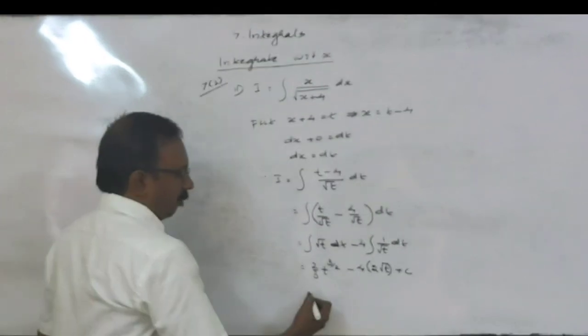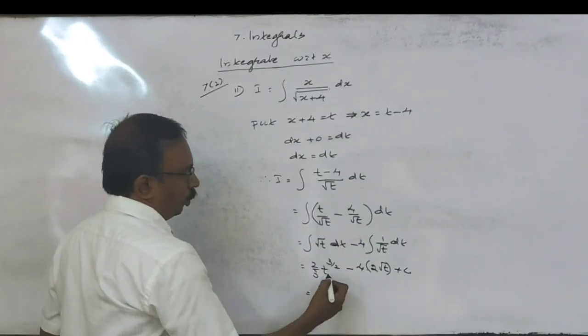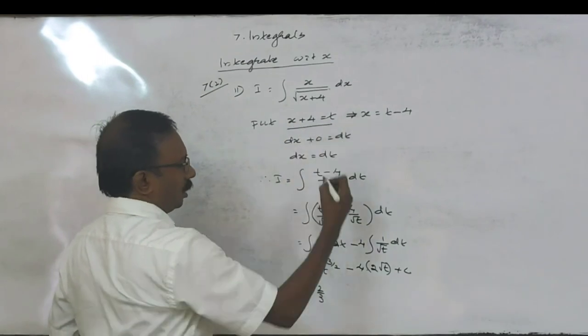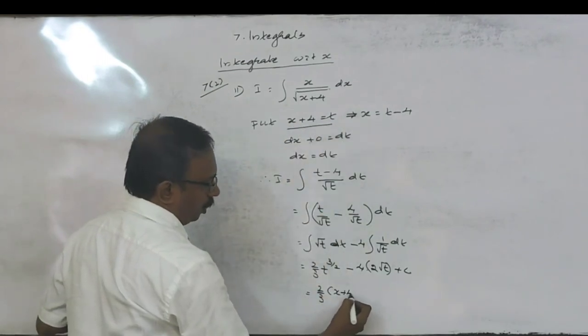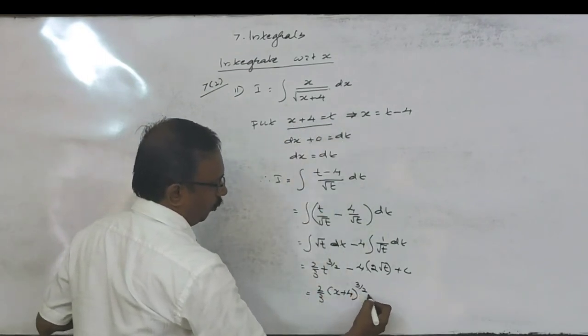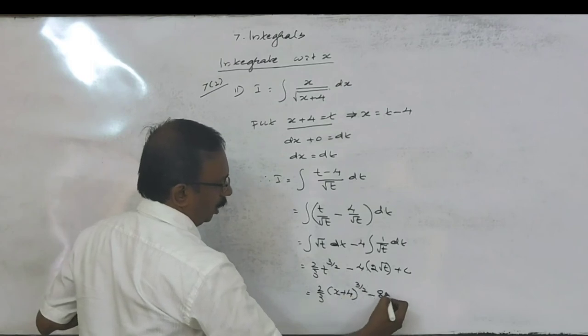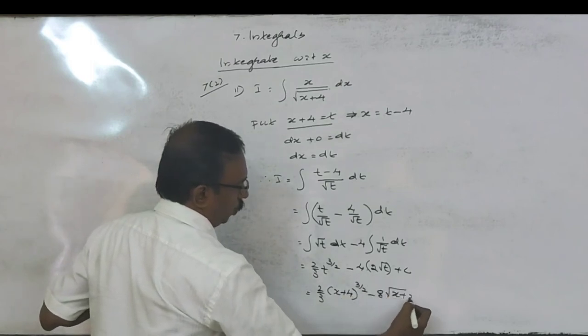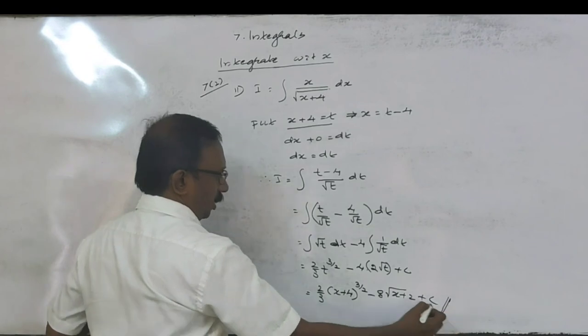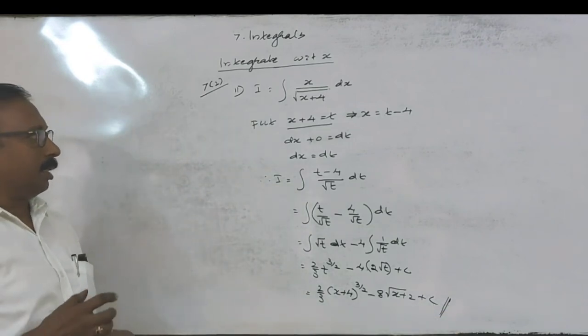So the final answer, with t as x plus 4, will be 2 by 3 into (x plus 4) the whole raised to 3 by 2, minus 4 into 2, which is 8, into root of (x plus 4), plus c is the answer. Isn't it?